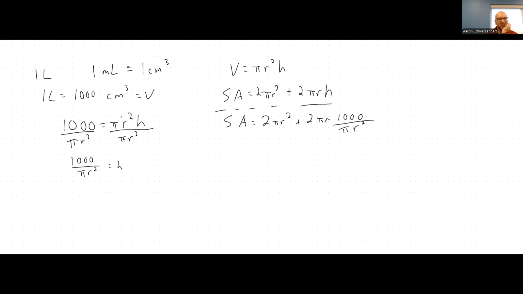So now before I take the derivative, let's simplify. One of those r's cancels and one of the pi's cancel. And again, before I take the derivative, I'll simplify a little bit. 2,000 over r is 2,000 times r to the negative first, right? That makes a derivative much easier. So the derivative of surface area.